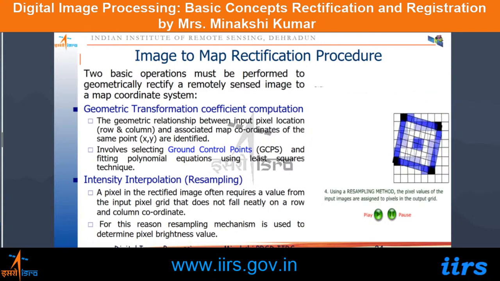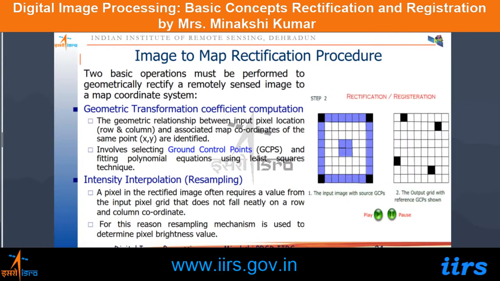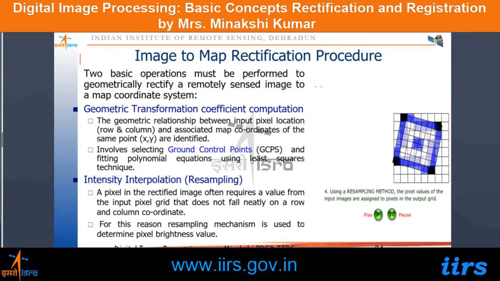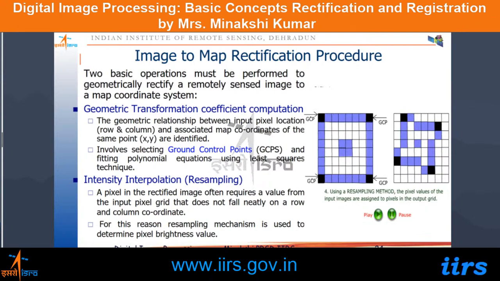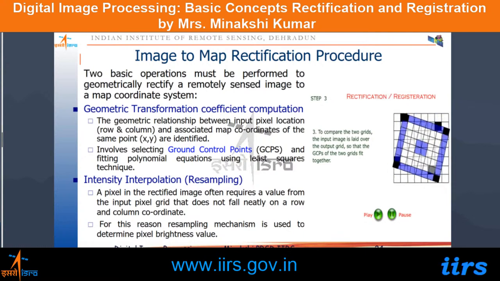Certain pixels will be identified in the image for which we know the map coordinates. These are called ground control points, and mathematical equations called polynomial equations will be used. The fitting will be done using least squares. Those of you who are not from a mathematics background, please do not worry. It is a step that goes on in the background. You only need to identify the ground control points.